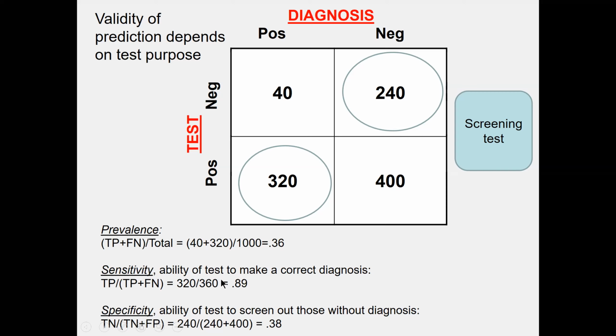Sensitivity is how many people are captured by the test, the true positives, out of the people who really have it. So what proportion of the people who really have it, that 360 value, are you testing positive? Are you capturing with your test? That is then going to be 320 divided by 360, which is 89%. And how good is that?